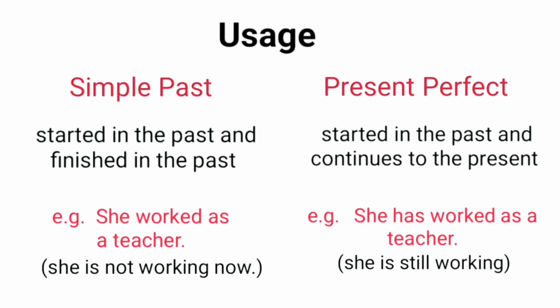Let's compare the usage of these tenses. In simple past tense, action is started in the past and is finished in the past. For example, she worked as a teacher. Here she started working as a teacher in the past and she is not working now. The action is over. In present perfect tense, the action which started in the past continues to the present. For example, she has worked as a teacher. Here she started working in the past but she is still working.